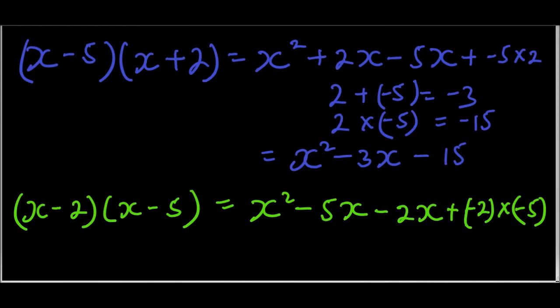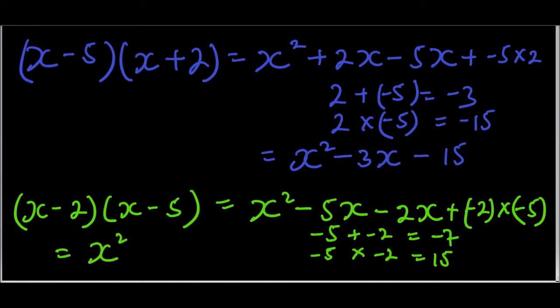So you note that minus 2 and minus 5 will give us minus 7. And here we have minus 5x minus 2x, which will give us minus 7x. So you note minus 5 plus minus 2 is equal to minus 7. You note also that minus 5 multiplied by minus 2 will give us positive 10. So if we complete our process, this will be x squared minus 5x minus 2x, that will give us minus 7x, and minus 2 multiplied by minus 5, that will give us positive 10.